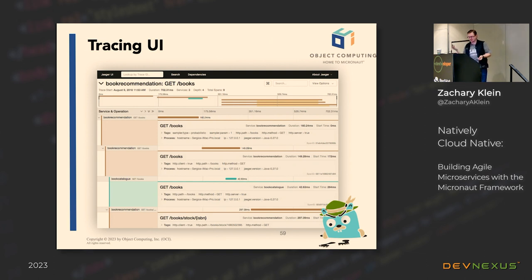This is a screenshot from Jaeger on a Micronaut application, and you can see a sense of what this looks like. So we've got the single trace with multiple requests that were part of satisfying it, and all of that metadata is captured there by the tracing server.